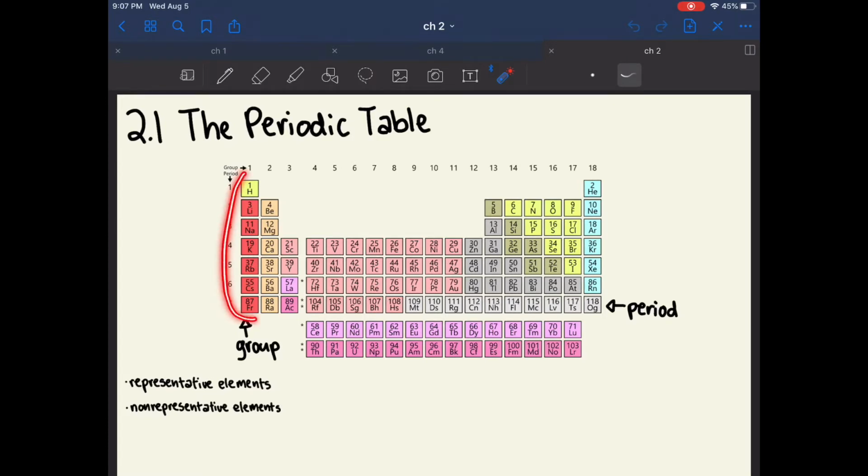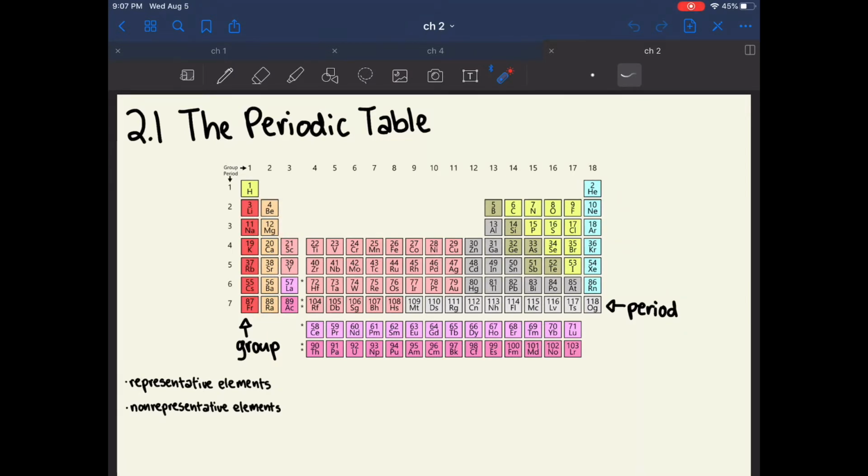The first is a group, which goes vertically down the periodic table. So this is group 1, and this would be group 2. What's similar about all the elements in a group is that they have the same valence shell configuration. For example, in group 1, all of these elements have 1 electron in their valence shell, and in group 2, all of these elements have 2 electrons in the valence shell.